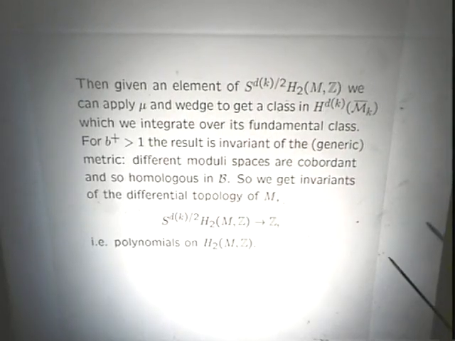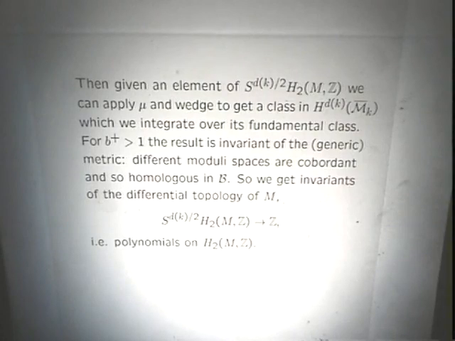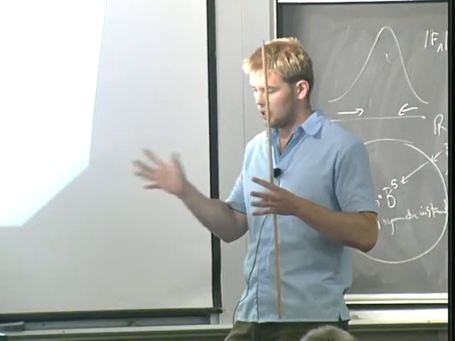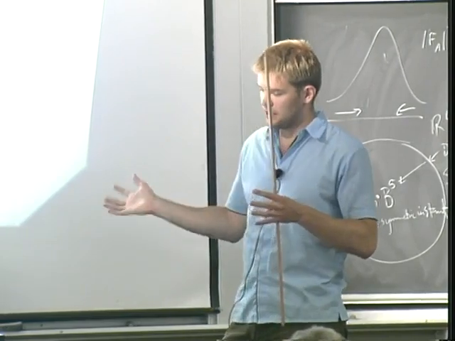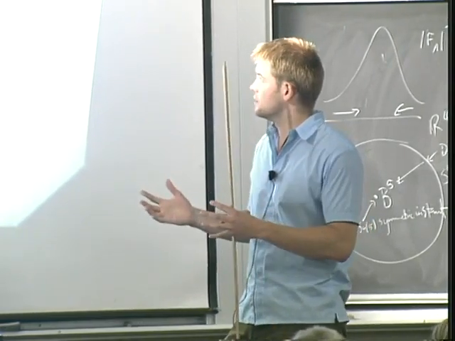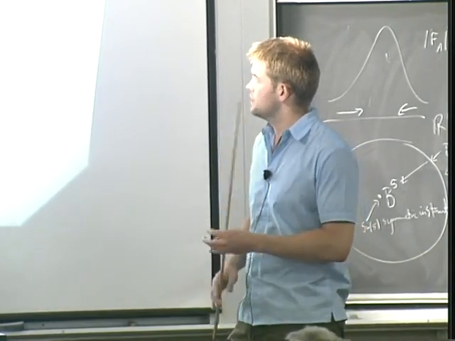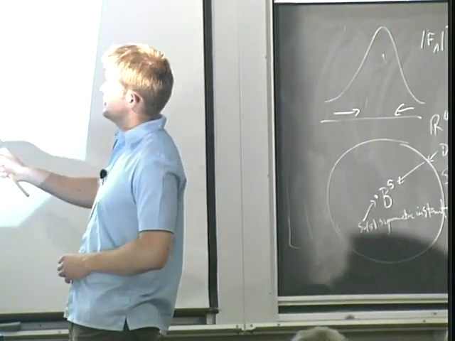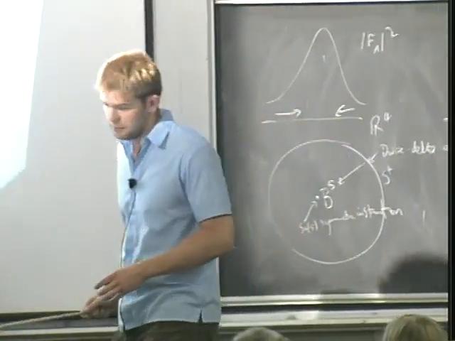And for B plus bigger than 1, the result is actually invariant of the choice of metric, because a 1-parameter family of moduli spaces is also smooth, providing a cobordism between one moduli space and the other. Because they're cobordant, they're homologous in this space of all connections. Because they're homologous in the space of all connections, if I integrate a cohomology class over either one, I get the same result, because the cohomology class also extends over the space of all connections. So these 2 moduli spaces given by 2 different metrics are actually homologous, in B star.